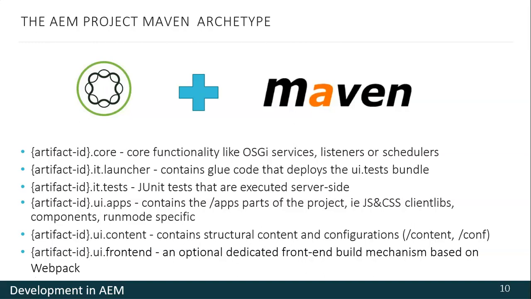Content contains structural content and configuration. Next is test. Test consists of Java bundles containing JUnit tests that are executed on the server side. This bundle is not to be deployed on production. Launcher. It is glue code that deploys the test bundle to the server and triggers the remote JUnit execution. Frontend. An optional dedicated frontend build mechanism based on Webpack.